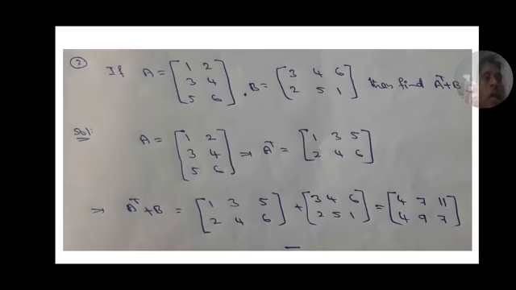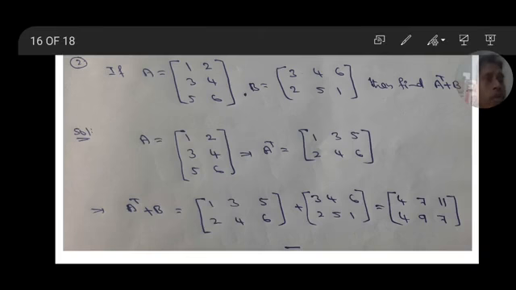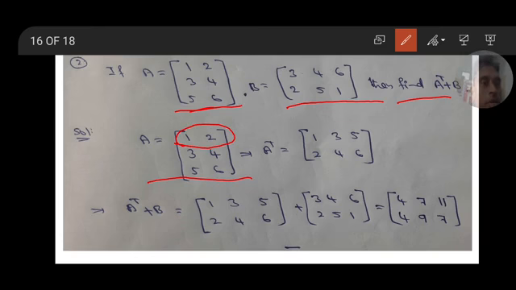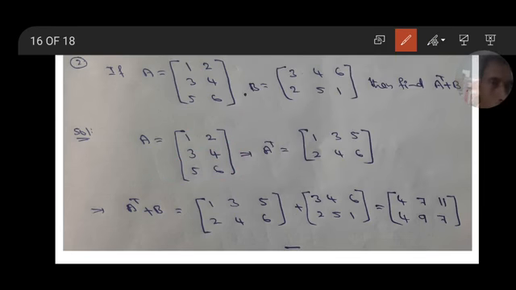Next problem. If A equal to [1, 2; 3, 4; 5, 6] and B equal to [3, 4; 6, 2; 5, 1], then find A transpose plus B. First of all, we have to find A transpose. A transpose means rows are converted into columns. First row is converted into first column, 1 comma 2, and 3 comma 4 is the second column, and 5 comma 6, the third row, is the third column. So we get A transpose equal to [1, 3, 5; 2, 4, 6].